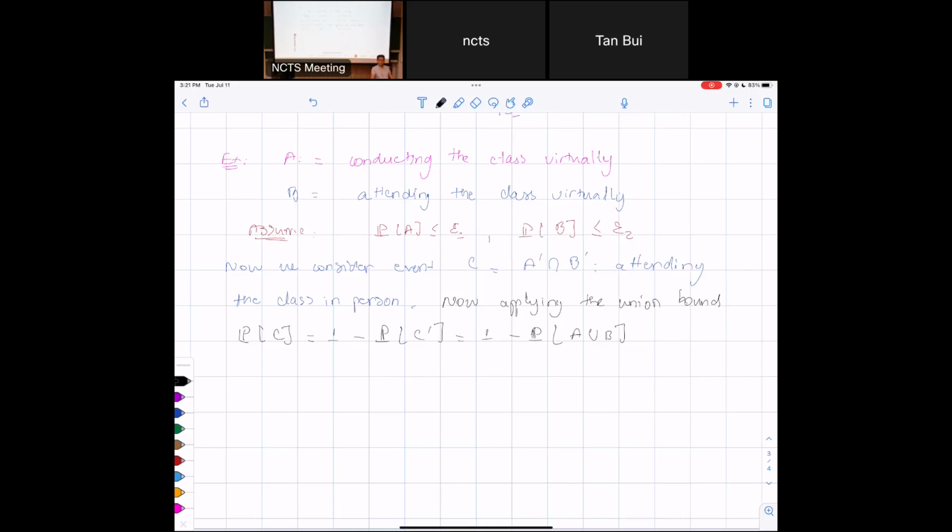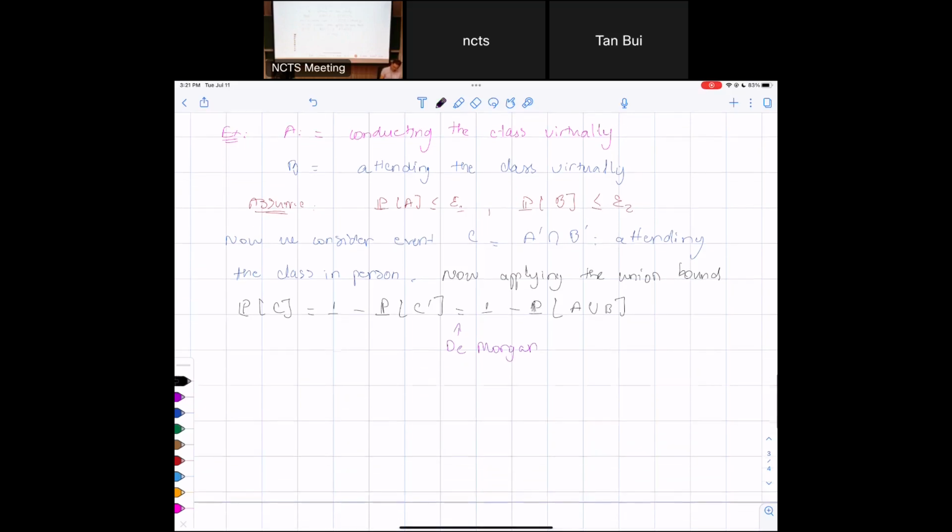What is the law that I use? Just a little check on you. Set theory. If C is A prime intersect with B prime, then C prime is equal to A union with B. What law is that? De Morgan's law. That's correct. So that's De Morgan's law. Very good. So we just use De Morgan, then we have that.